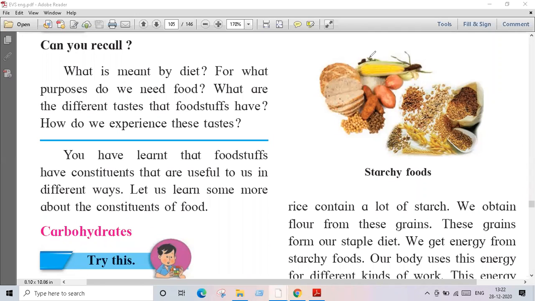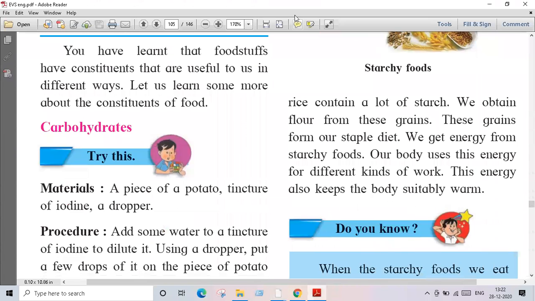Getting, guys? Chalo. So you have learned that foodstuffs have constituents that are useful in different ways. Let us learn some more about a constituent. So first we are going to learn about carbohydrates. क्या पढ़ना है हमें? Carbohydrates. So what are carbohydrates, guys? आणि काय असतं कार्बोहायड्रेट बघूया. त्याला आपण कुठे कुठे प्रेझेंट असतात आणि व्हॉट आर द इम्पॉर्टन्स ऑफ कार्बोहायड्रेट्स.